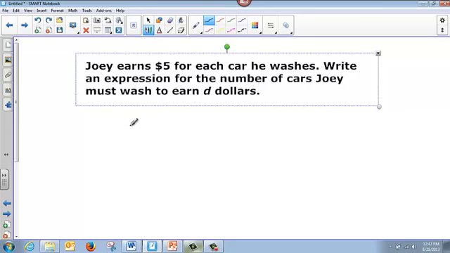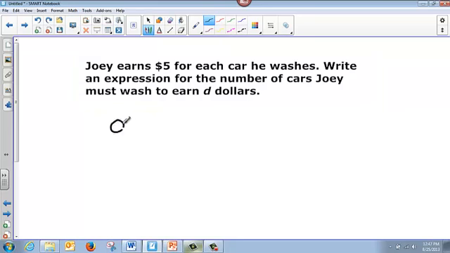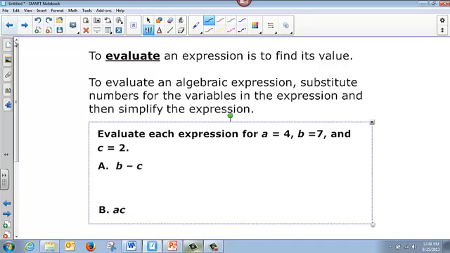Okay, now, Joey wants to earn D dollars. If he earns $5 for every car he washes, and D is the total number of dollars, how do I figure out the total number of cars? I would divide D by 5. A fraction is another way to write division. So you could write it like this: D over 5, or you could write D divided by 5, the way we are used to writing it. Both of these are correct expressions for this word situation.